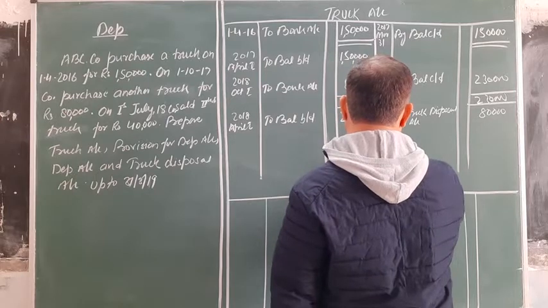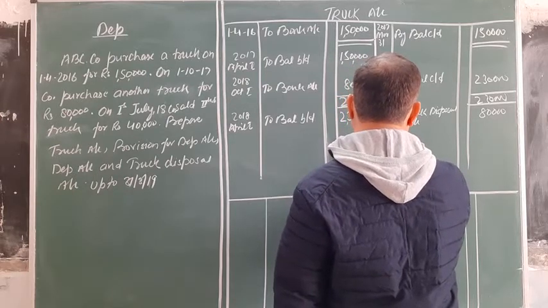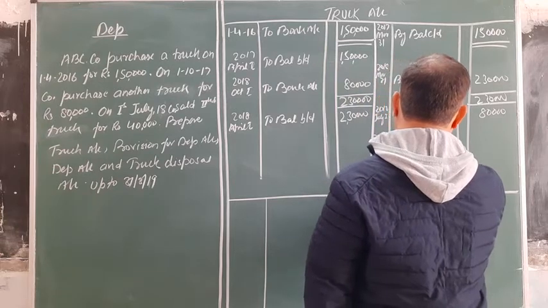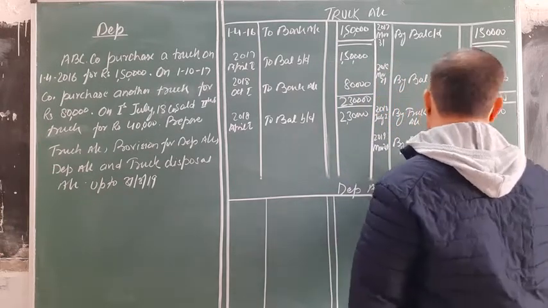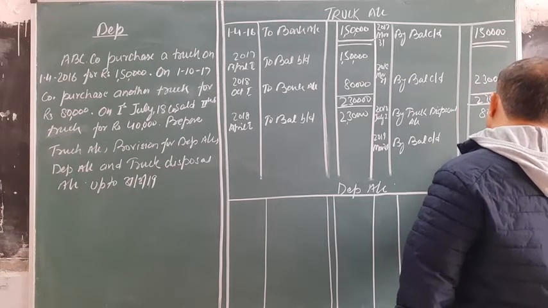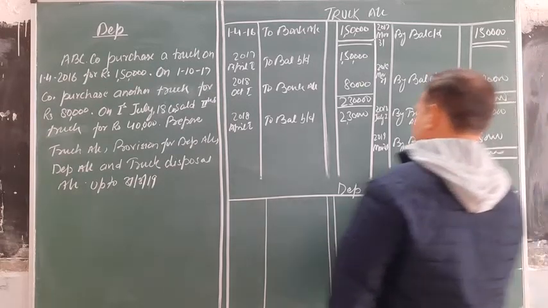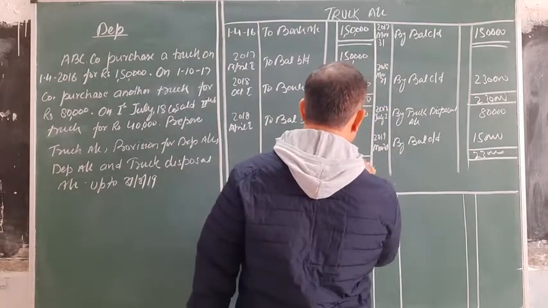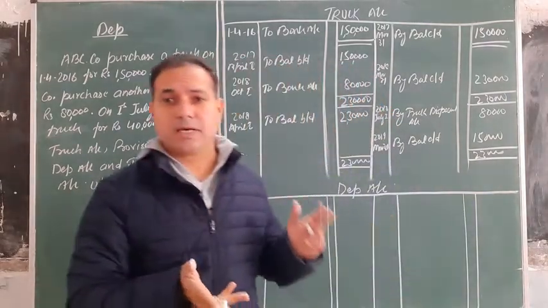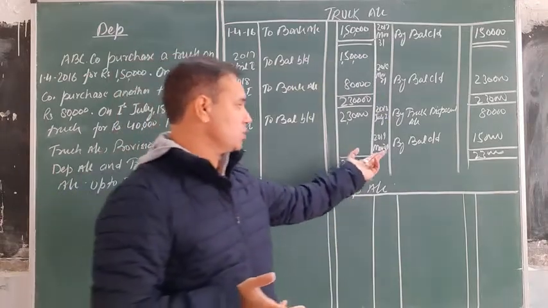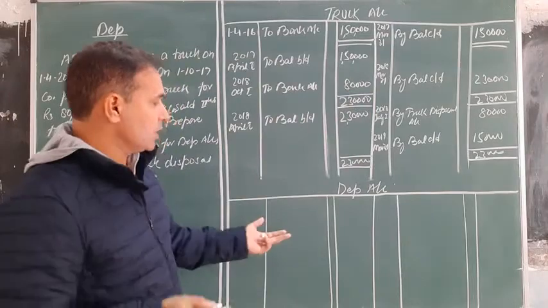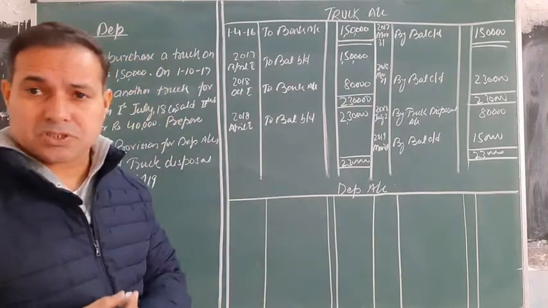2019 March 31, by balance carried down, it's rupees 1,50,000. Total 2,30,000. In the question, we are asked to prepare accounts up to 31st March 2019. So the truck account is finished. Now I will prepare depreciation.